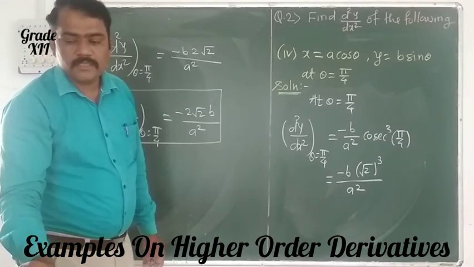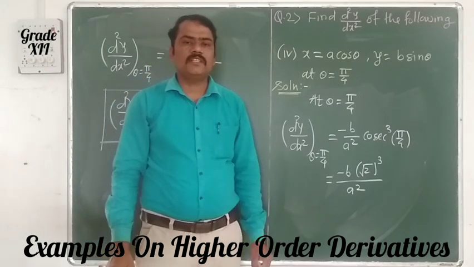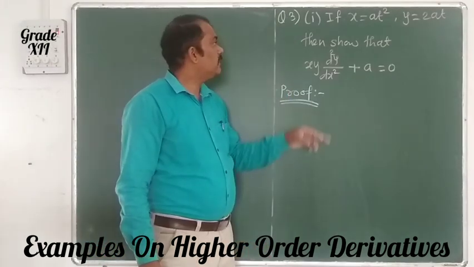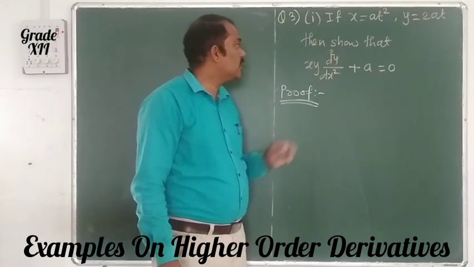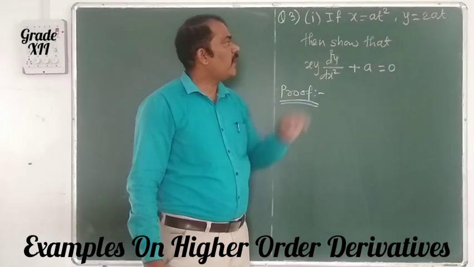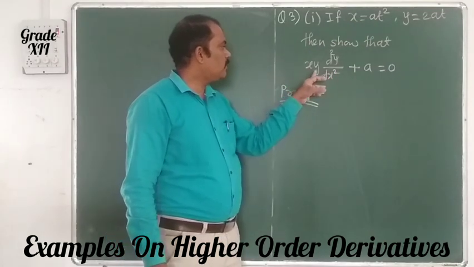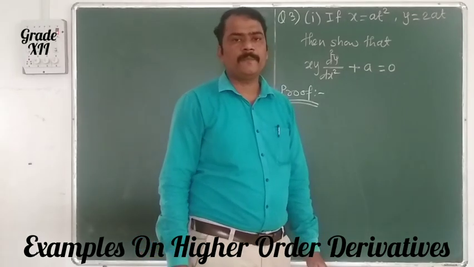Here we have to complete question number second. After that, we have to discuss question number third, where we have to discuss example number first: if x is equal to at square, y is equal to 2at, then show that x into y d2y by dx square plus a is equal to 0.